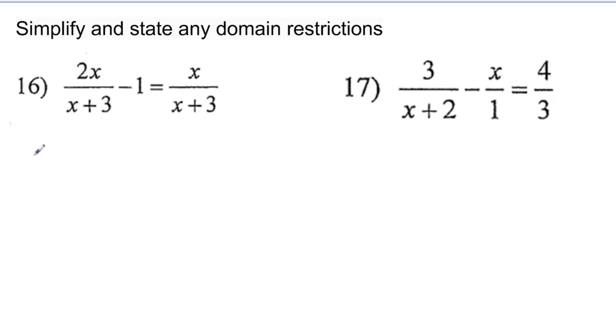So if I'm looking at number 16, I'm going to say it looks like x plus 3 is what I want to be in my denominators. There's nothing else in the denominator. So the first expression's fine. I'm just going to leave that one alone. My second one is not fine, and 1 is really just x plus 3 over x plus 3.